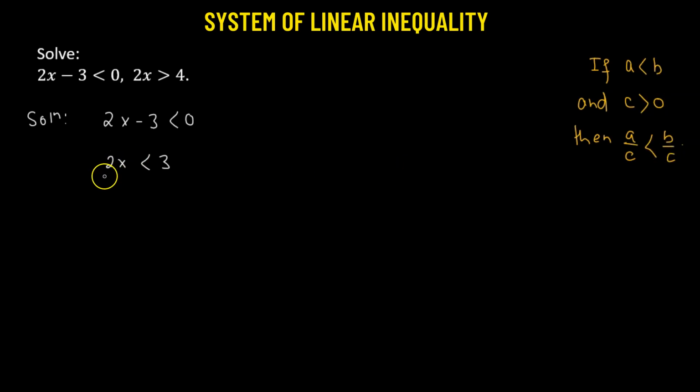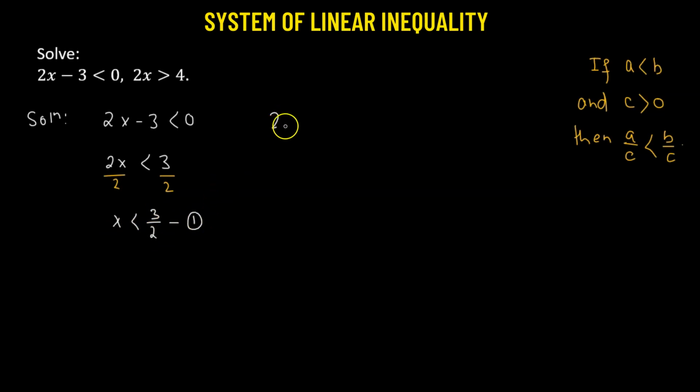In our case, we will divide both sides of the inequality by 2, and 2 being a positive number, the sign of the inequality is not going to change. So this is going to give us x less than 3 over 2. Let's label this as number 1.